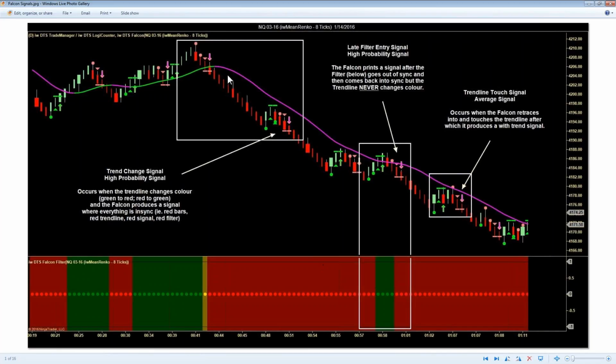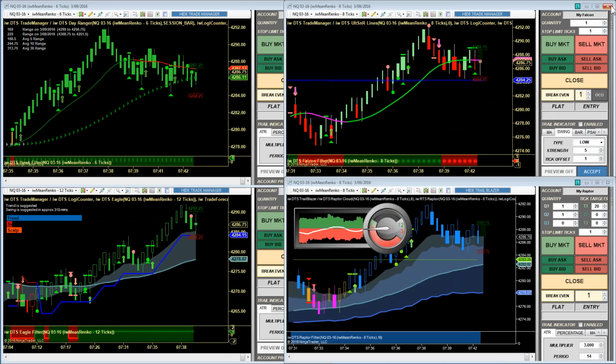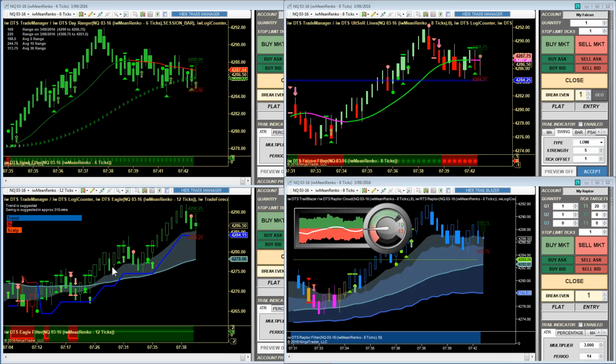Right? So if you're trading the Falcon and the trend line has changed from green to red, right away we're on the alert for a trend change signal. When everything comes into sync and we get that trend change signal, we know there's a pretty good chance that the market is going to reach our high probability profit target. And we have the same things for the Eagle and the Raptor as well. There are high probability signals for each of our tools.